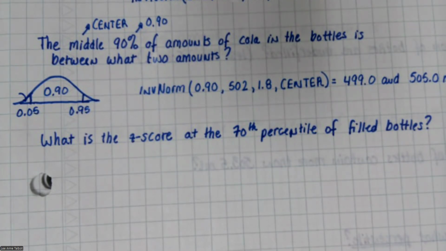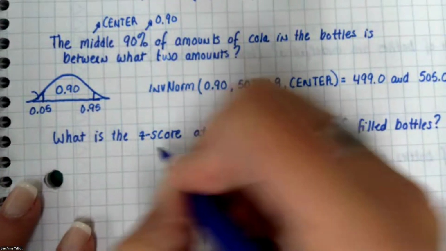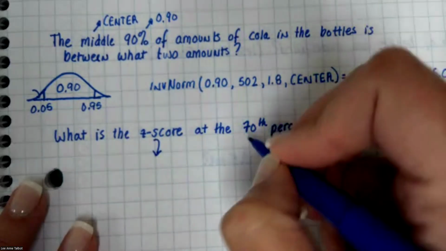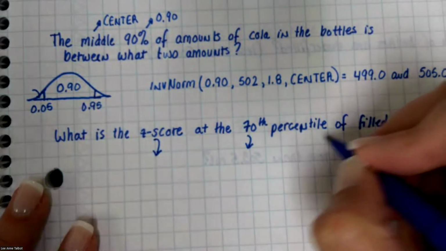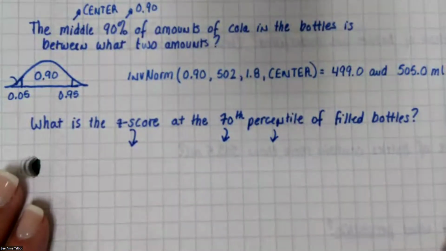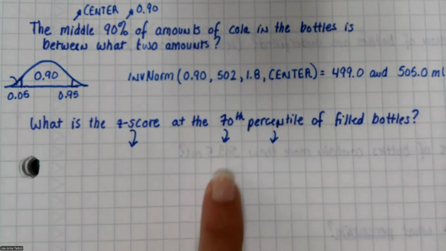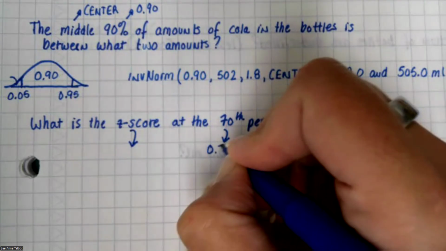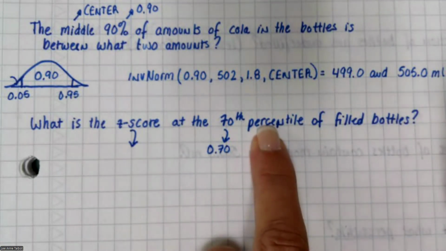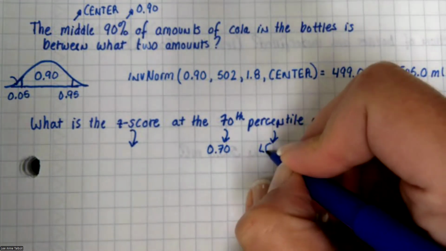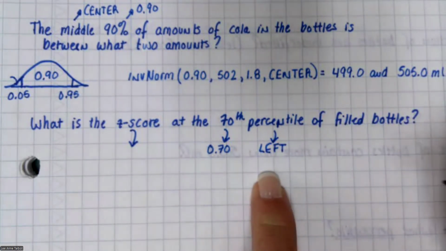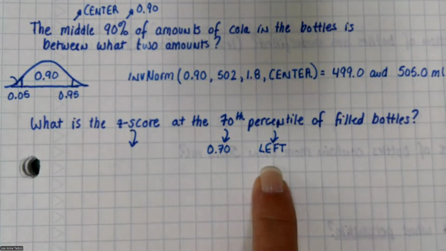Okay, last thing. What is the z-score at the 70th percentile of filled bottles? Okay, last thing. Z-score. We need to translate that. We need to translate this. And we need to translate this. What is 70th percentile? What does 70th translate to? Yep, so 0.70. What does percentile translate to? Less than or equal to, which means your tail is to the left, which is good for the people with the older calculator. When it's left, you don't have to do anything special.